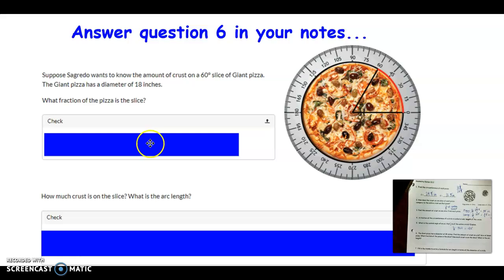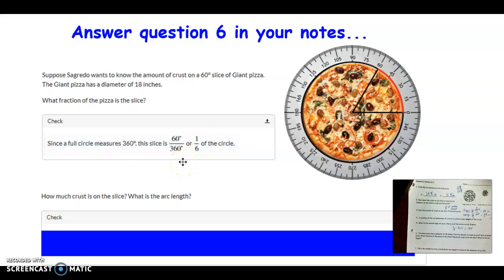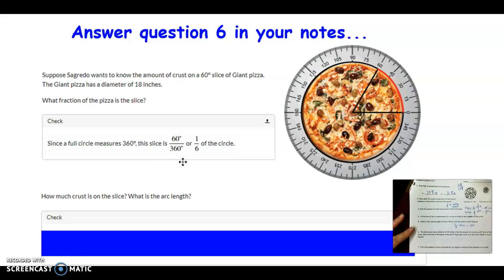Question 6 says that he wants to know the amount of crust on a 60-degree slice of a giant pizza. So remember, the giant pizza was the one that had a diameter of 18 inches. So what fraction of the pizza is the slice? So we are looking at the 60 degrees as figuring out our fractional part. The whole circle is 360 degrees, so our fractional part would be 60 over 360, which reduces to 1/6.